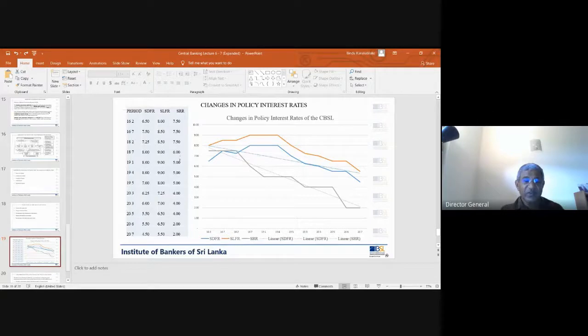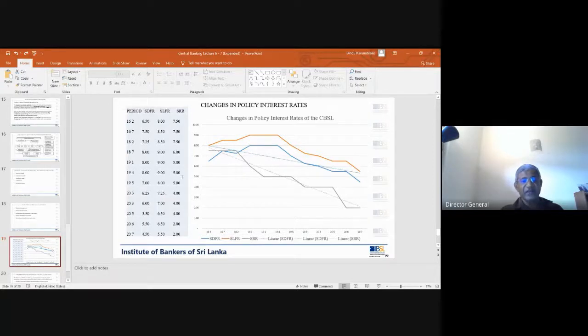Interest rates have, whether the SRR has gone down. When the SRR goes down, the money multiplier increases, because the credit multiplier increases. Banks can create more credit. As a result, the money multiplier increases. Therefore, the money supply increases. This is the period.